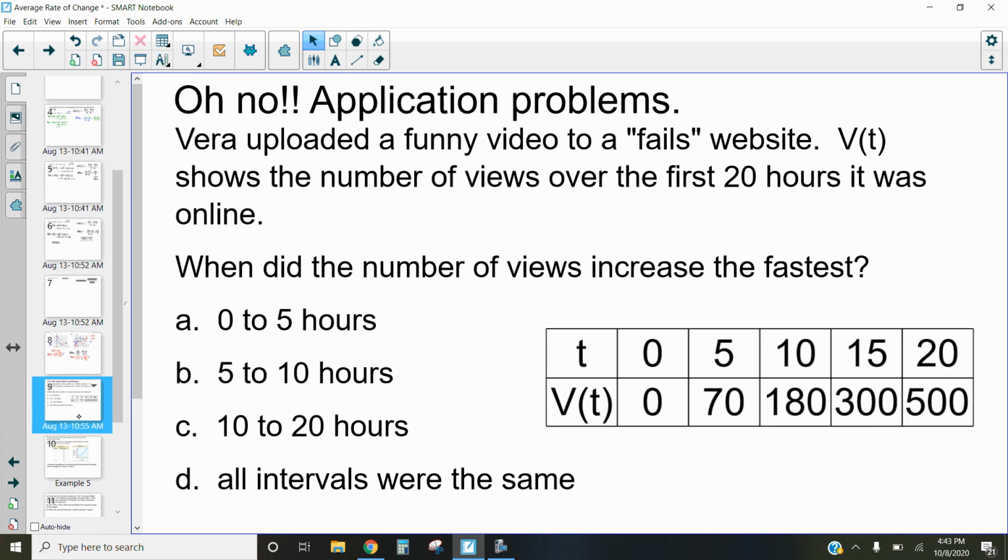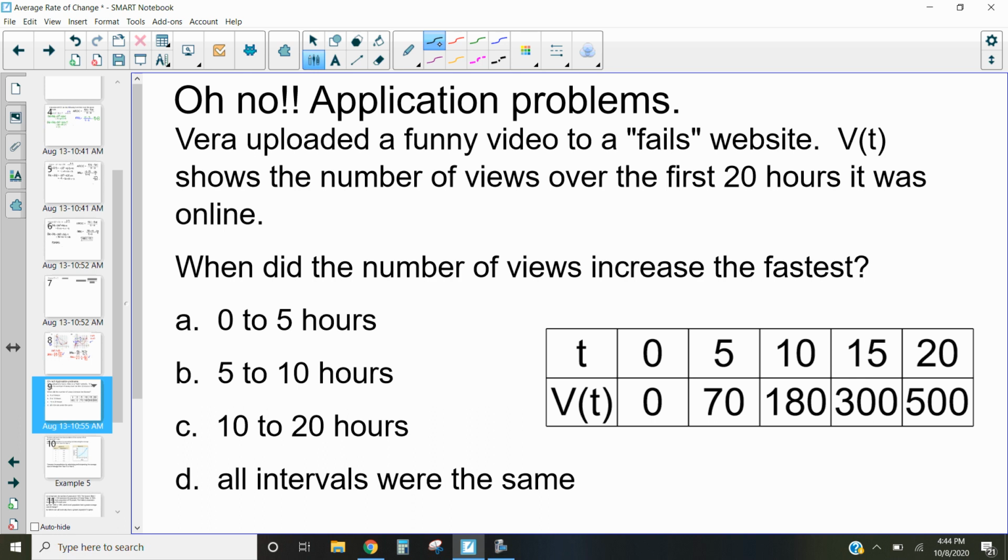So let's first take a look at this first one. Vera uploaded a funny video to a Fails website. The table shows the number of views over the first 20 hours it was online. When did the number of views increase the fastest? Was it from 0 to 5 hours, from 5 to 10 hours, from 10 to 20 hours, or were all the intervals the same? So let's start by calculating what our average rate of change is here.